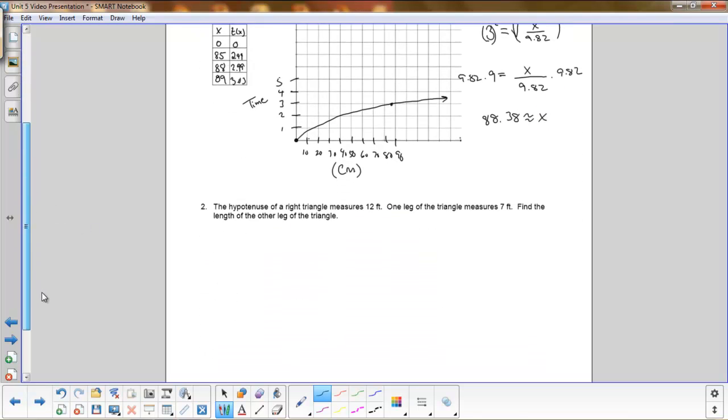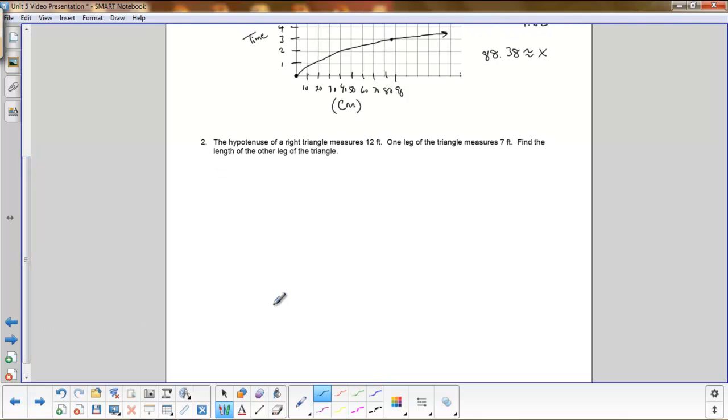My second and final example of this application is going to be a right triangle. Finding the missing side length of a right triangle is always found by using the Pythagorean theorem. So the hypotenuse is going to be my 12. One leg will be 7. I've got to figure out the other one. So Pythagorean theorem, and that's going to give me a squared plus 49 equals 144.